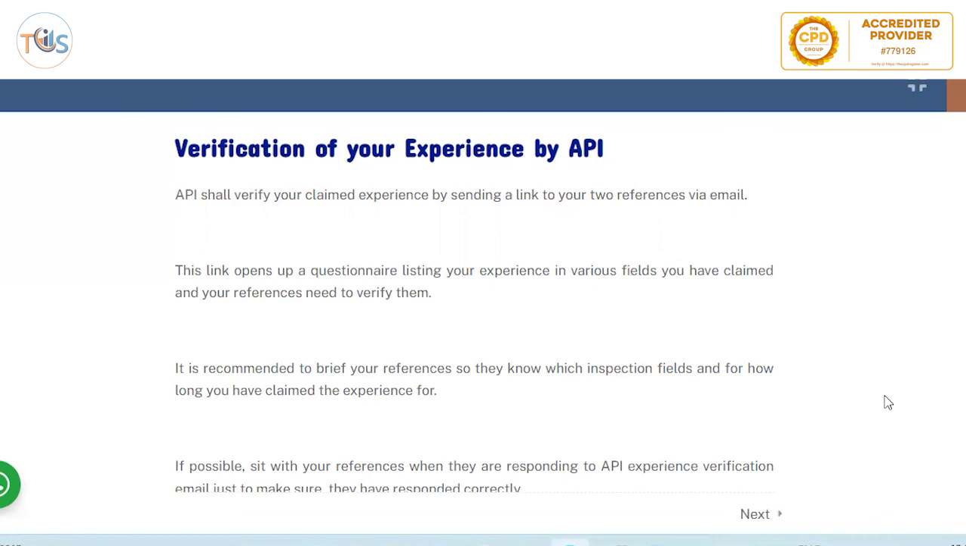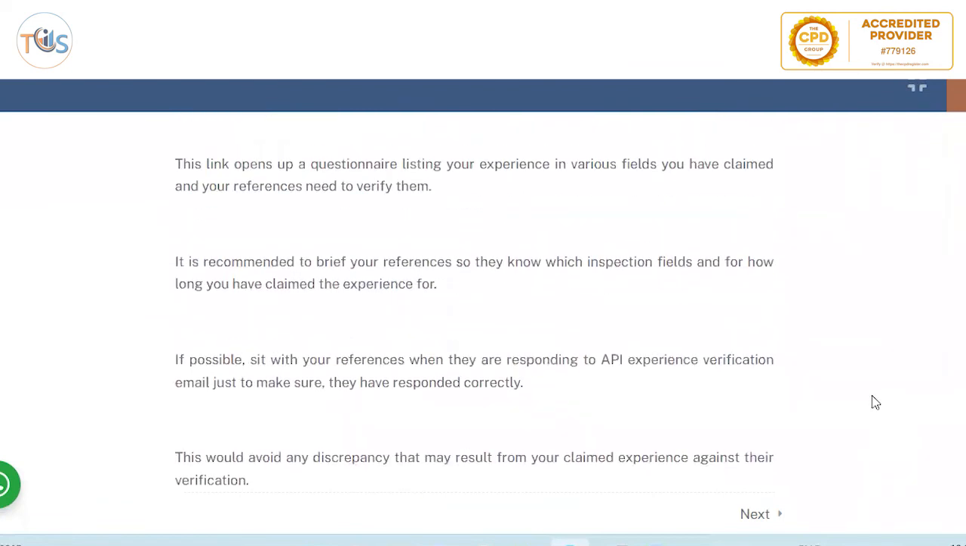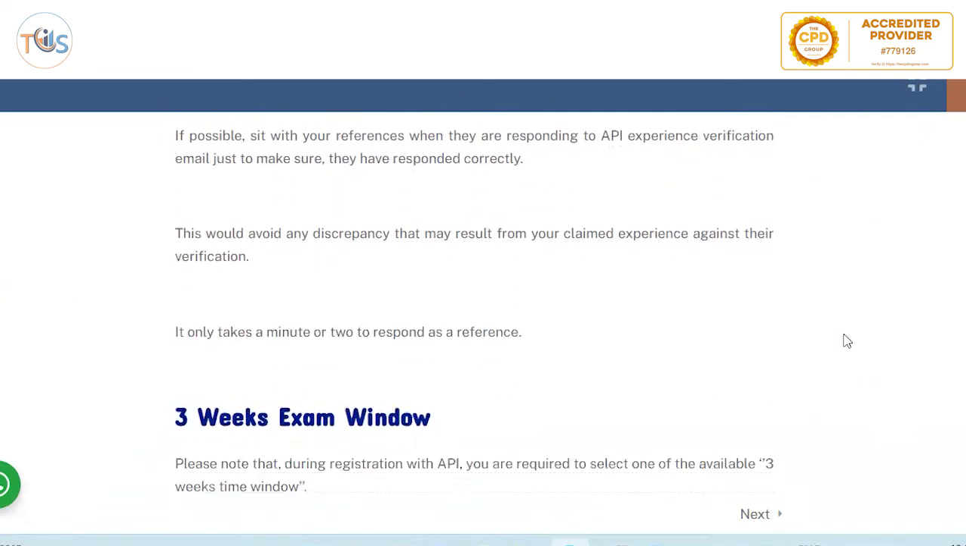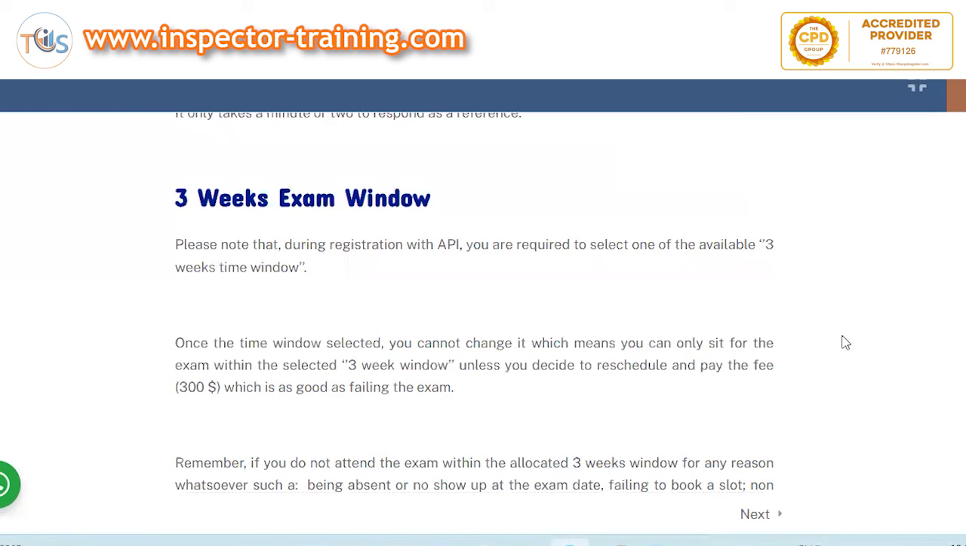We recommend that you coordinate with them, and the best thing is to sit with them and make sure that they're clicking it right. It takes less than a minute for them to verify you, and the minute they verify you, API would send you the email authorization. So sit with them and make sure that they answer it, because unless they answer it, you won't receive the email authorization.